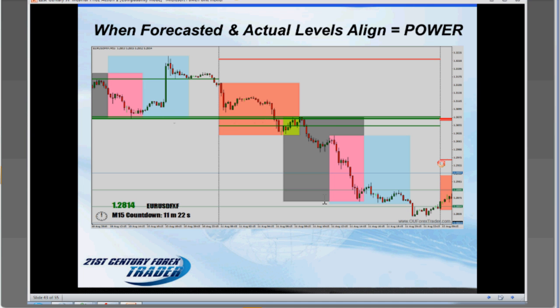Well, folks, you can get this happening not only in a 15-minute chart, but you can get it in a daily, weekly, and monthly chart. Now, imagine the possibilities if you have this happen in a daily, weekly, or monthly chart. You're talking about hundreds of pips. Hundreds of pips, if you know exactly what the numbers are.